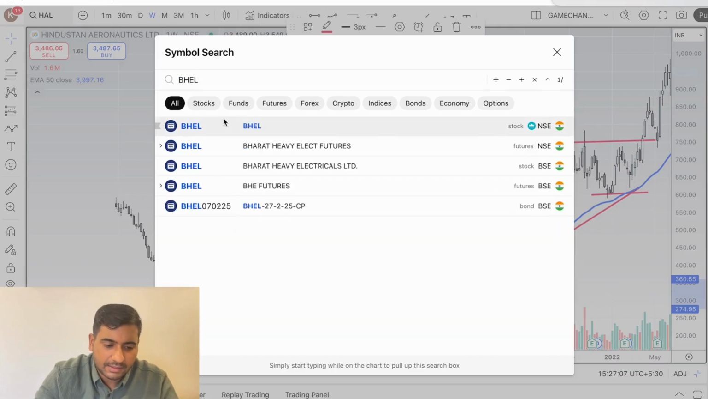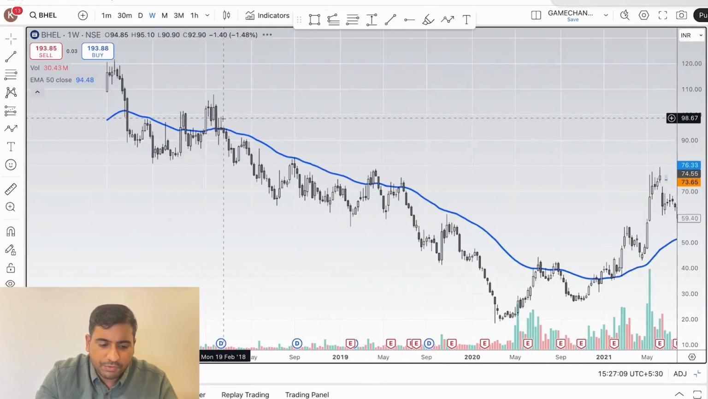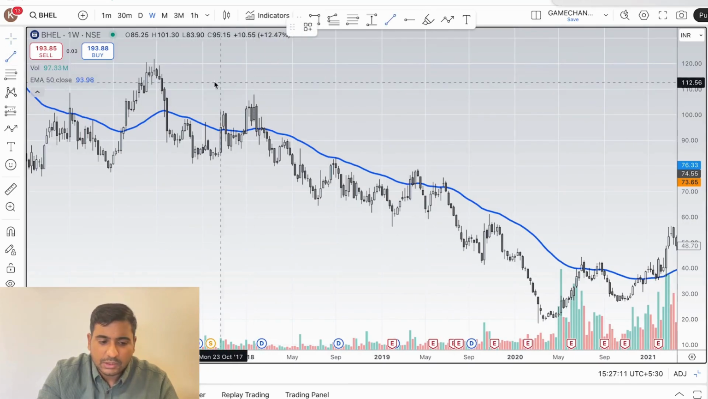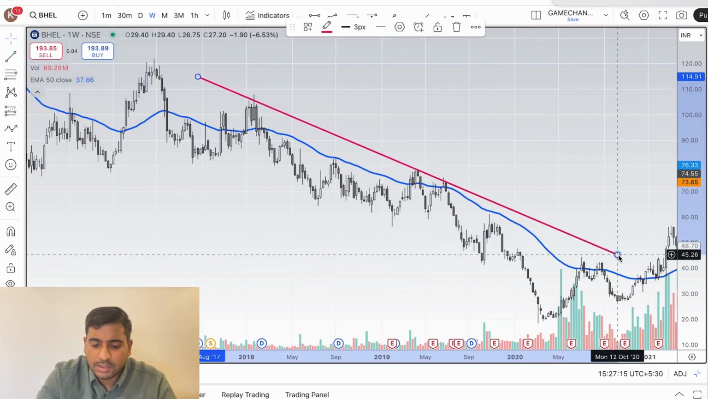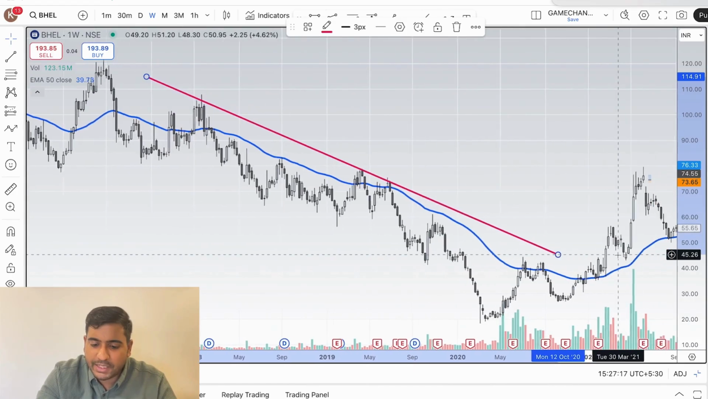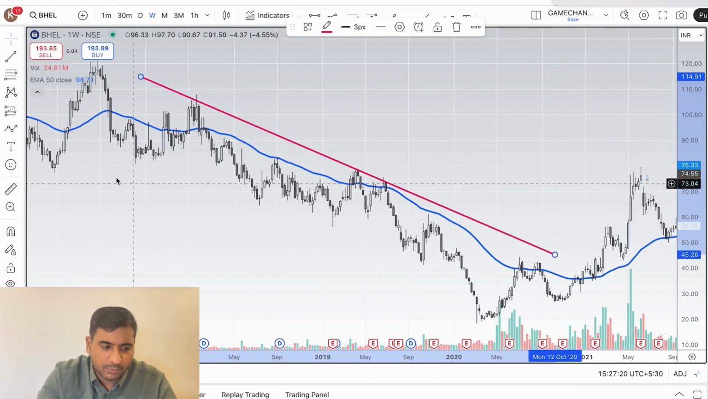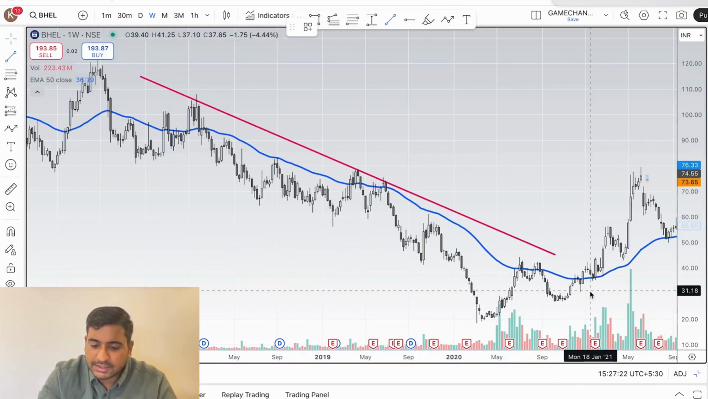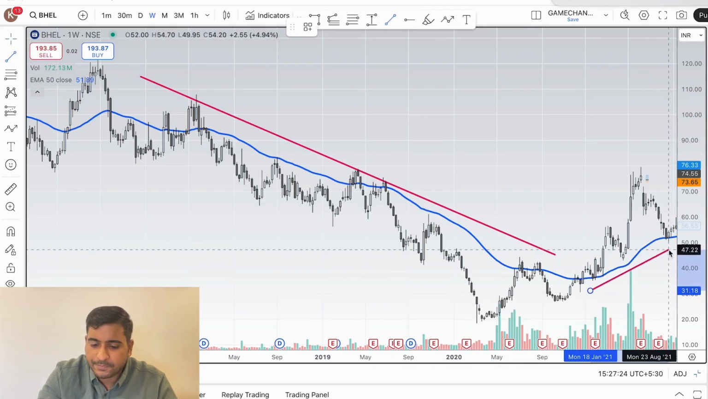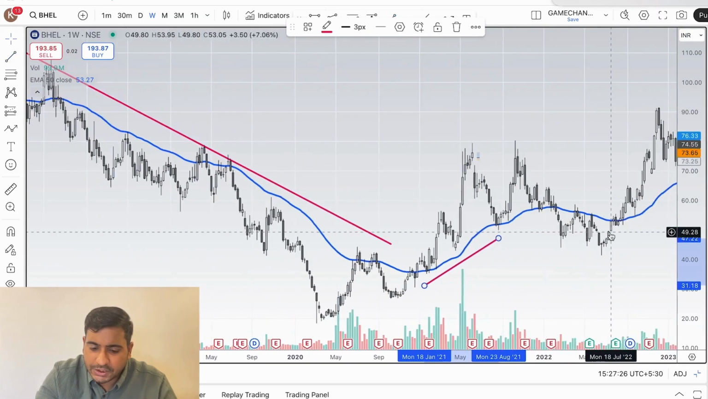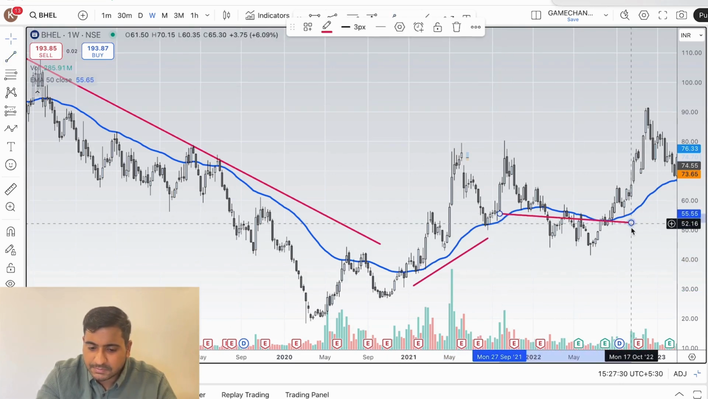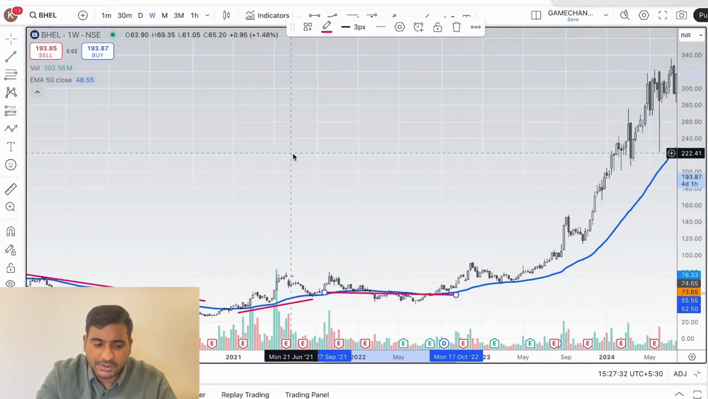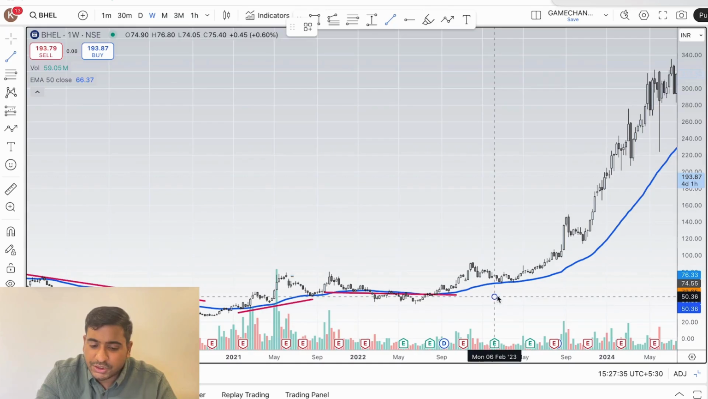Something like BHEL. BHEL, over the years, the overall trend of this moving average has been down. What happened after 2021 is, the slope of the moving average turned to the upside, right? This is just an education thing. It then became sideways here and again on the upside it's moved. So this is just for education.